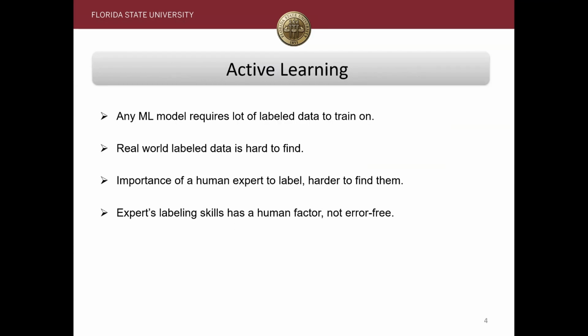So in active learning, any machine learning model requires a lot of labeled data to train on. Real world labeled data is very hard to find. There's a huge importance of human experts to label, and they're even harder to find. And experts' labeling skills have a human factor. They're not error-free.